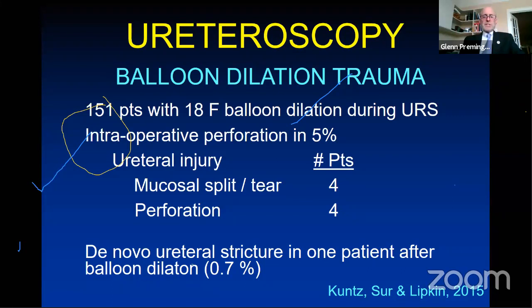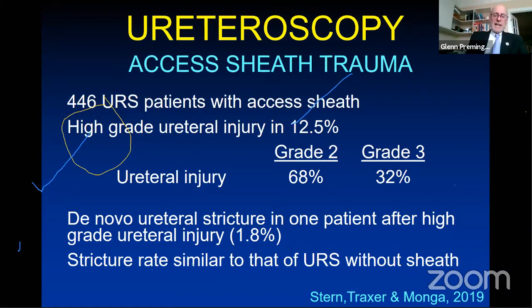This was four patients that had a slight split of the ureteral mucosa or perforation, and only one patient in the entire series developed a ureteral stricture after balloon dilation. So again, safe and effective to perform ureteroscopy. And recent data in over 440 patients that used the ureteral access sheath showed that the incidence of ureteral stricture was only in one patient after ureteroscopy or use of the access sheath, and that the stricture rate when using an access sheath was similar to that of ureteroscopy without a sheath.